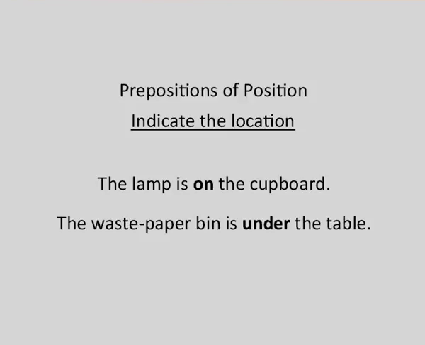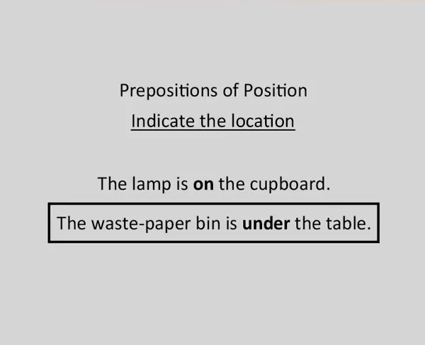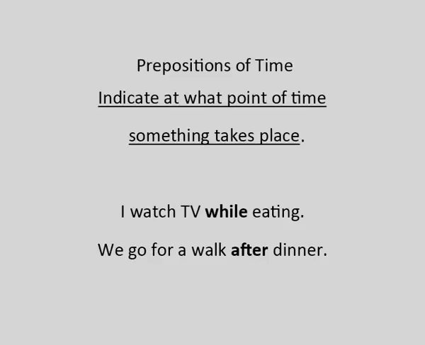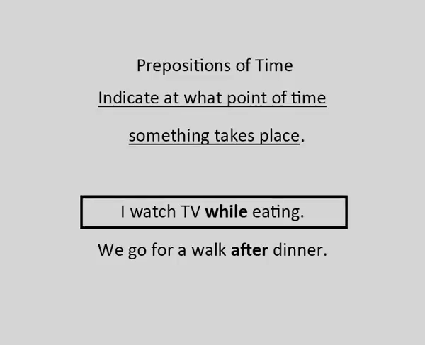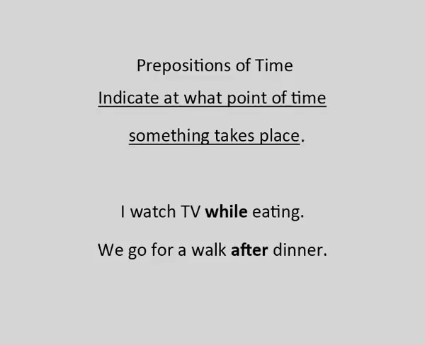Prepositions of positions are those that indicate the location. In the sentence, the lamp is on the cupboard, or the waste paper bin is under the table, the words on and under are prepositions that point where something is. Preposition of time are those that indicate at what time something takes place. In the sentence, I watch TV while eating, or we go for a walk after dinner, the highlighted words are the prepositions that tell us when something happens.